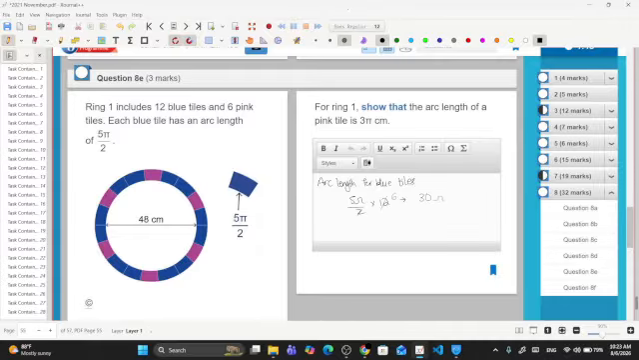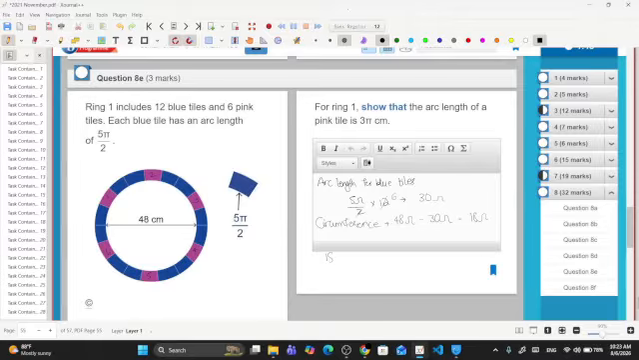Now, this 30 pi is the arc length for the blue tiles. The total circumference was basically 48 pi. So from 48 pi, if we remove 30 pi, we get 18 pi. And 18 pi is the arc length of the pink tiles. But how many pink tiles do we have? We have 1, 2, 3, 4, 5, and 6. So we have 6 of them.